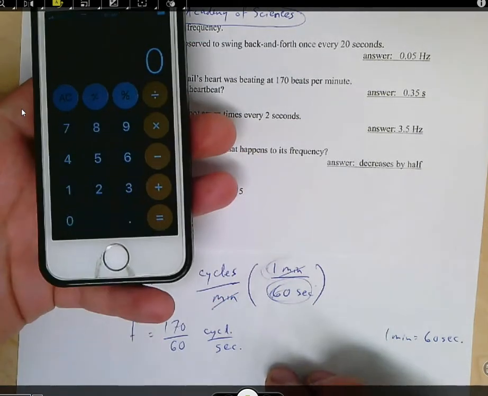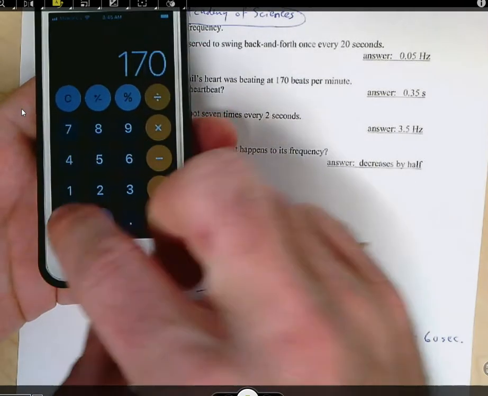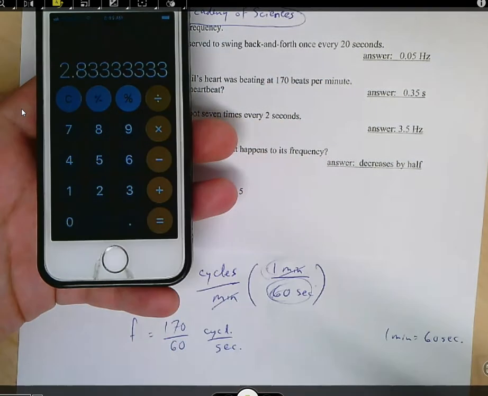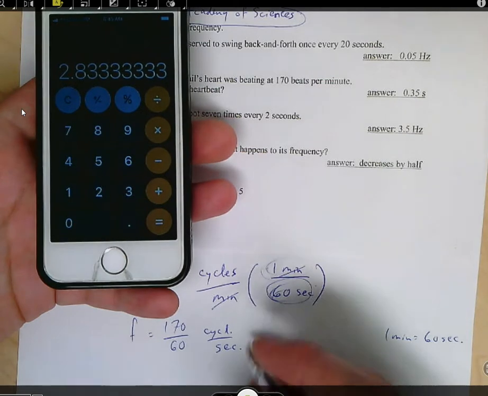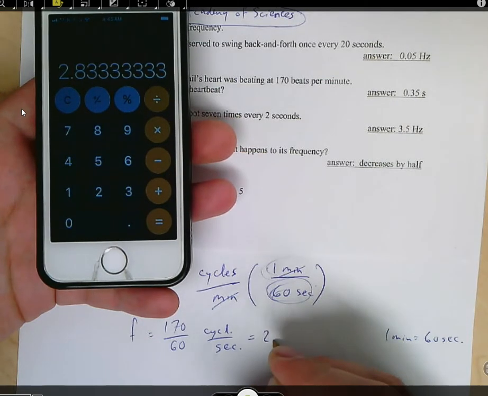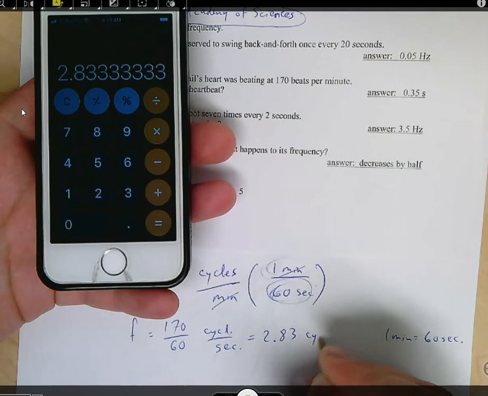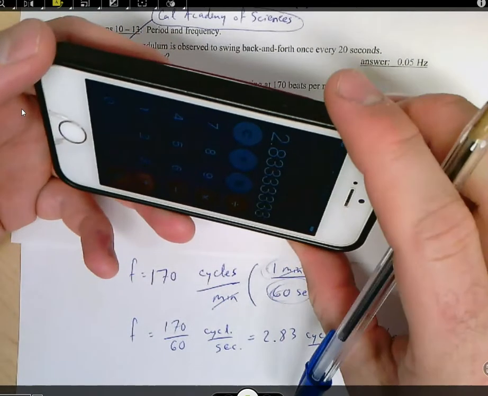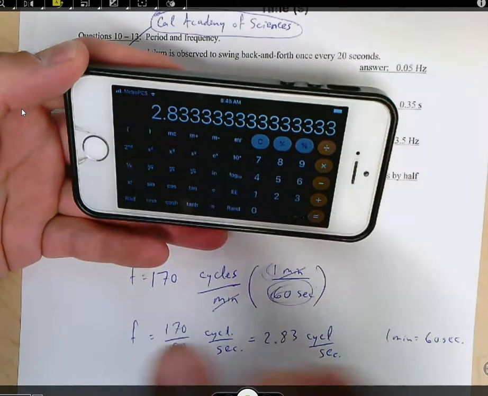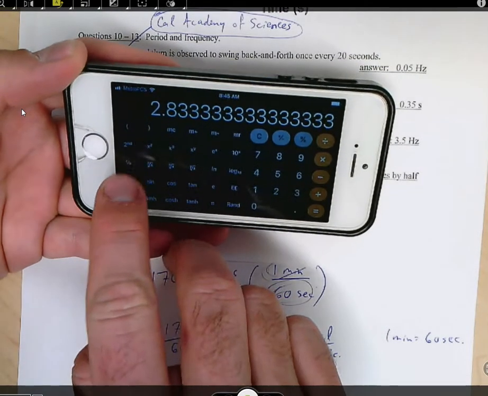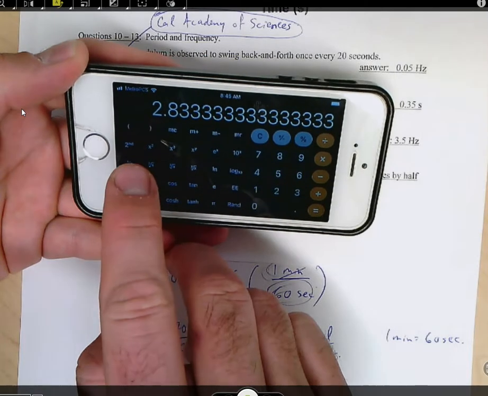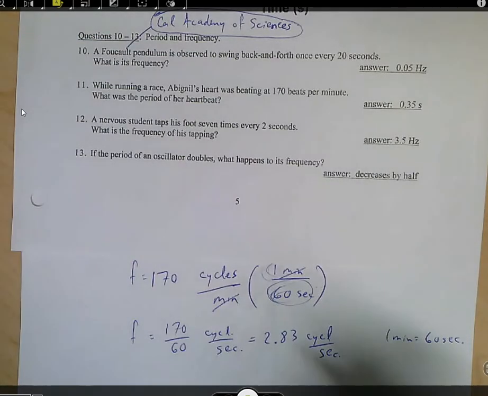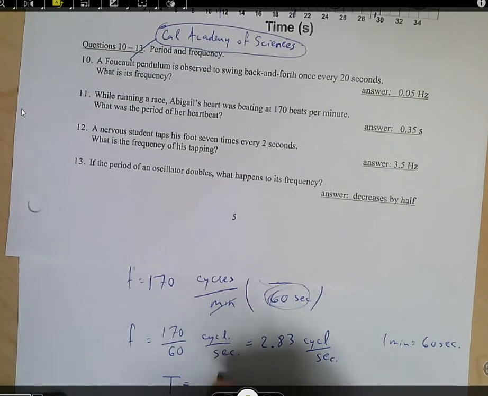And we've got the number 170 divided by 60. 2.83. 2.83 cycles per second. Now the rest is easy. If I turn my phone on the side, I should be able to do 1 over. So you can see this number here I'm doing is 1 over 0.35. So period is 1 over frequency.